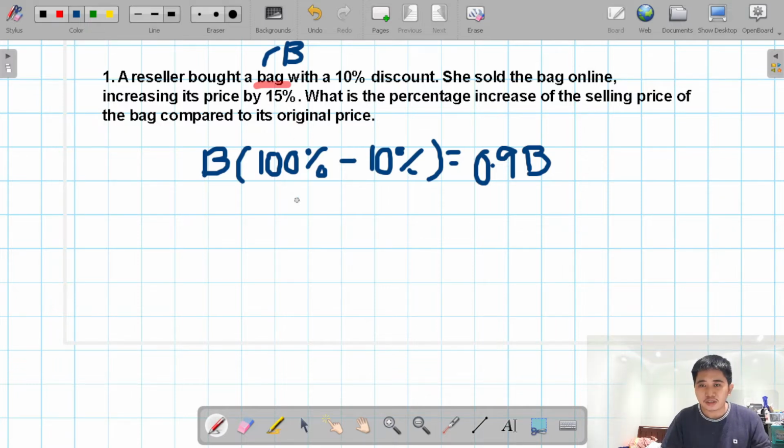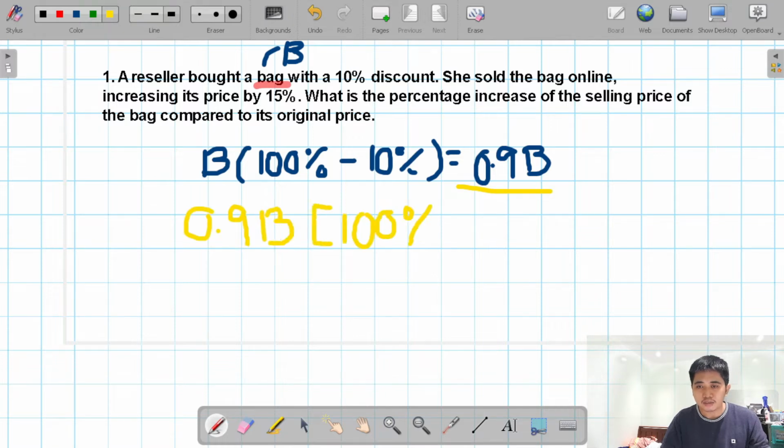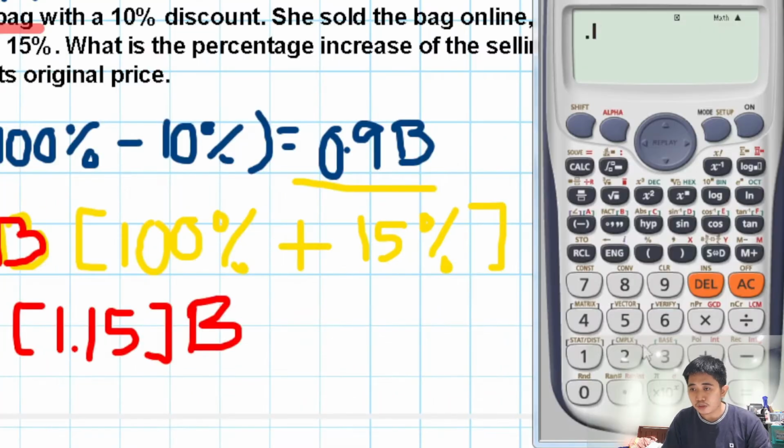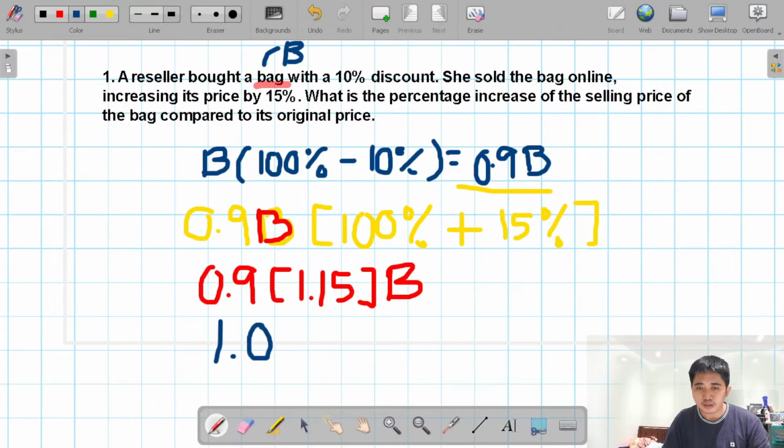Then it says you increase this value by 15%. 0.9B, you increase 100% of this price plus 15%. This is B. In other words, this is 0.9 times 1.15B. Let's use the calculator. 0.9 times 1.15 is 1.035. So the value now is 1.035 of the original value.